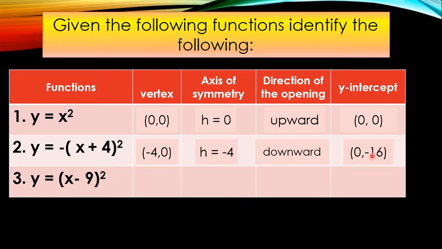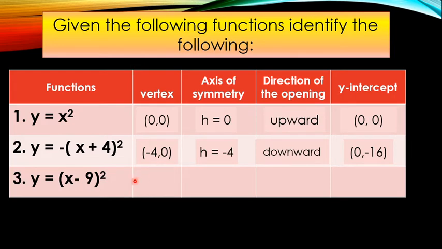So, if you're going to rewrite this into standard form of quadratic function, we can get the value of the constant, which is negative 16. Or you can simply multiply 4 times 4, 16, times negative. We have negative 16. So, that is the y-intercept or the constant value of the quadratic function.